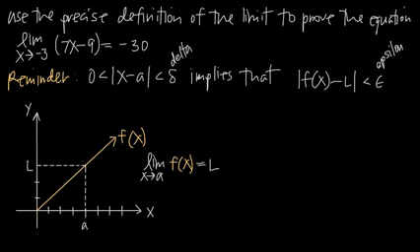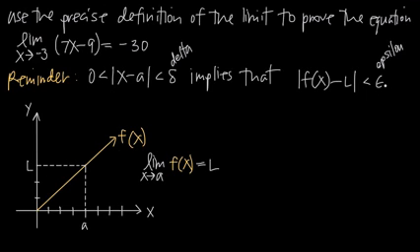So how do we use this theorem, this precise definition of the limit, to prove that this limit is true? Well, basically all we have to do is find a relationship between epsilon and delta. If we can find a relationship between epsilon and delta in the form of an inequality, then we can prove that this limit exists. So we'll come back to this particular problem in a second, but let's talk about what this theorem is saying here.